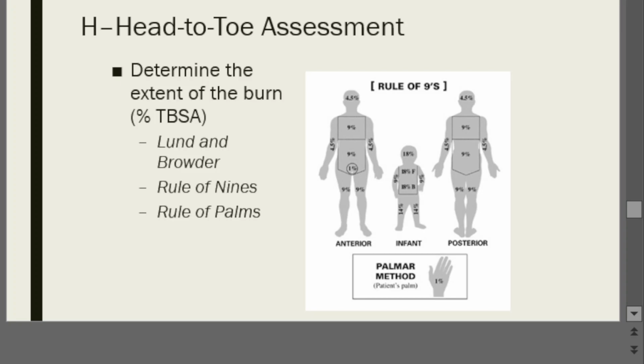So the anterior leg would be 9%. The posterior leg would be another 9%. So if an entire leg is affected, then we're going to consider that 18% of the total body surface area that was burned. The perineal area is about 1%. Anterior arm 4.5, anterior head 4.5. So if you have a full scalp or head burn, we'll consider that to be 9%. So as you can see, rule of nines here.